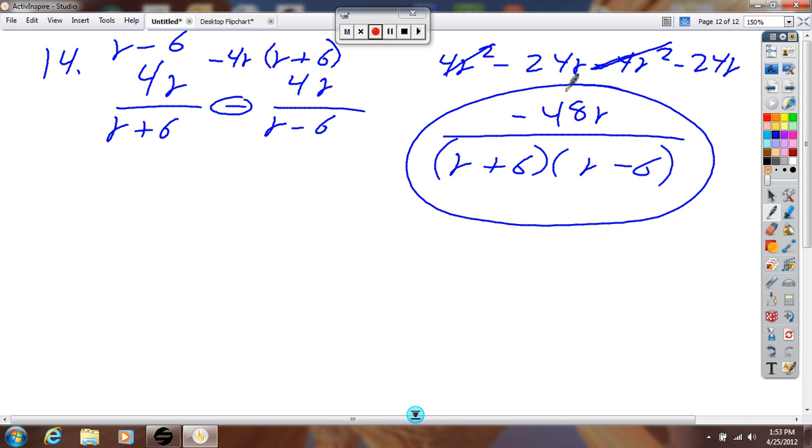Any questions on this problem? What was the answer? Give me the answer right there.